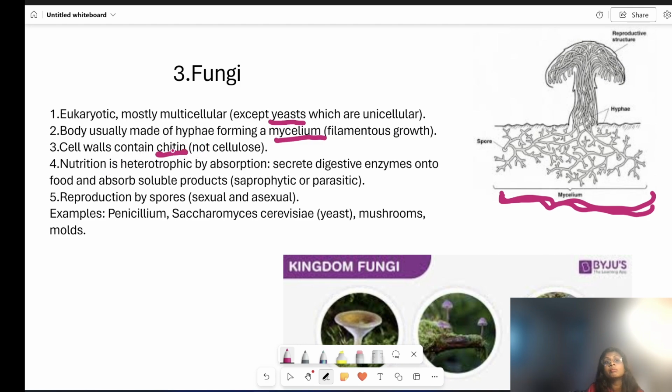Nutrition is mostly heterotrophic. It can be saprophytic or parasitic. What they do is secrete digestive enzymes onto the food and absorb the soluble products. Reproduction is done by spores. It can be sexual or asexual. Penicillium, Saccharomyces cerevisiae, also called yeast, and mushroom molds are good examples for the fungi kingdom.